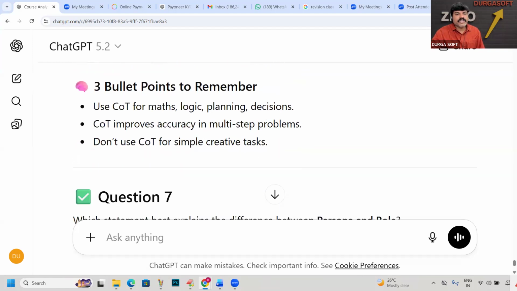Okay, like that. So use COT for math, logic, planning, decisions. COT improves accuracy in multi-step problems. Don't use COT for simple creative tasks. Clear, right? Yes, sir.